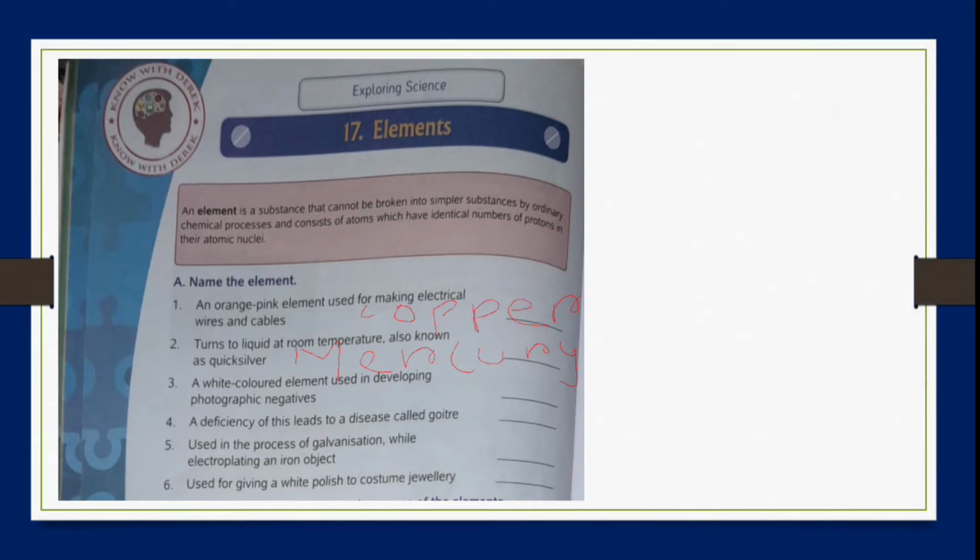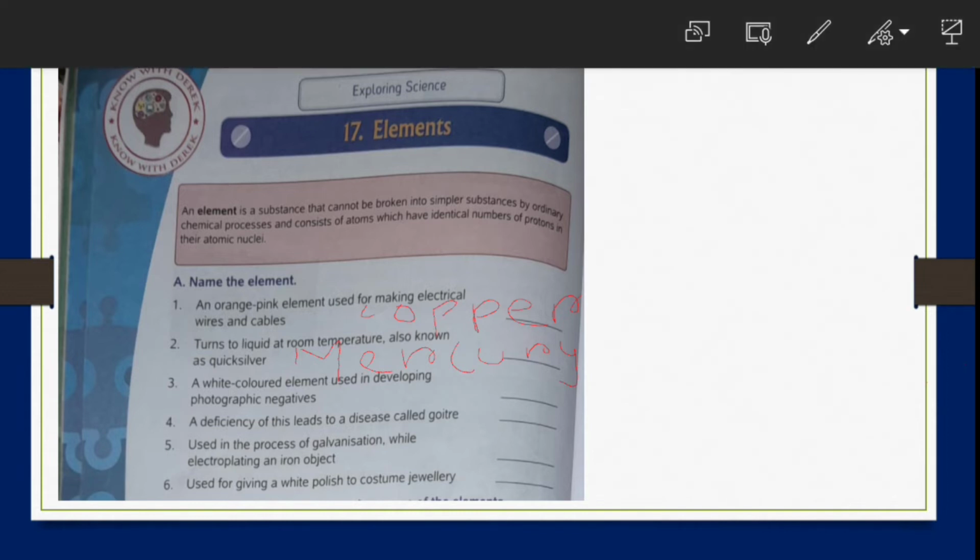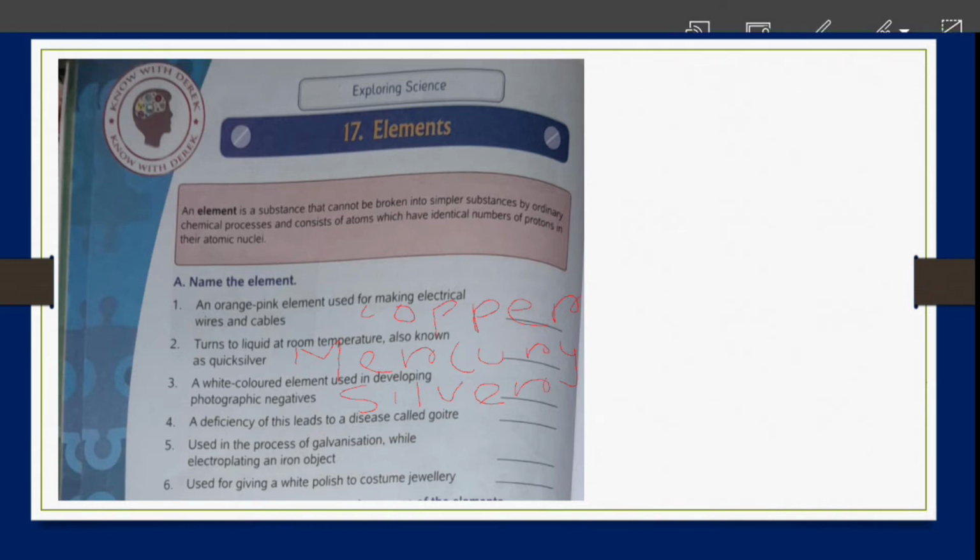Let's see, a white colored element used in developing photographic negatives. So it is silver. It is a white color element, and it is used to develop photographic negatives. So this is your silver. So you'll write S-I-L-V-E-R. Okay, so this is number three.